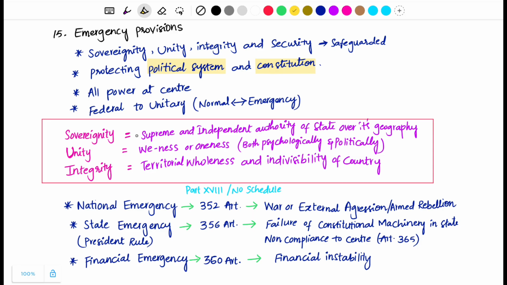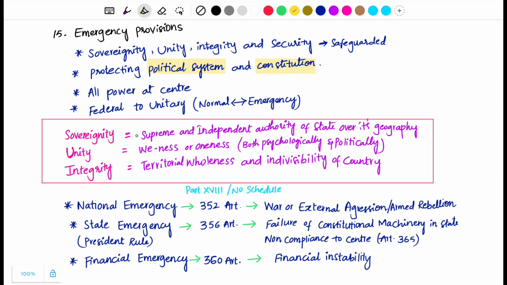Sovereignty means supreme or independent authority of the state over its geography. India has its own geographical extent. The supreme and independent authority over such geography only vests with my own country, India, friends. The other country has no say. We are independent and we have a say on our own land. This is the principle of sovereignty.